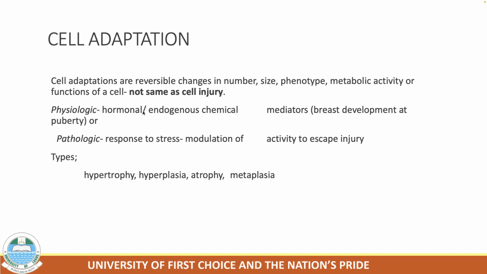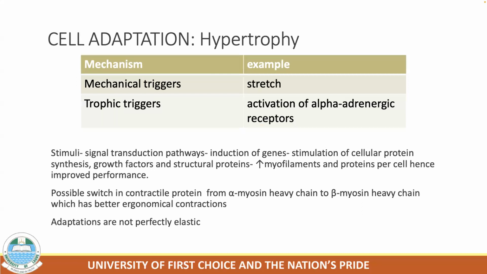The same thing as well, we can have pathological changes, which is response to stress, right? In the bid to escape injury. And both of these, whether physiologic or pathologic, can give rise to these types of changes that we're looking at: hypertrophic changes, hyperplastic changes, atrophy, or metaplastic changes. Now we're going to look at how each are different from one another.